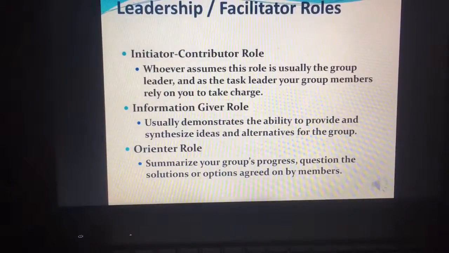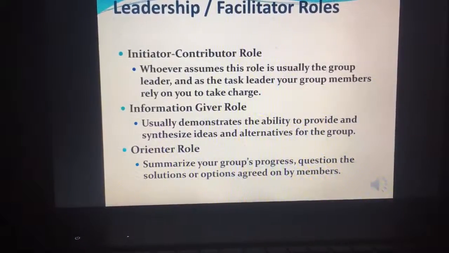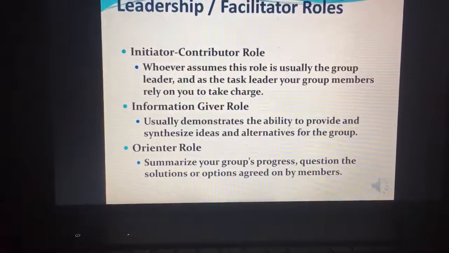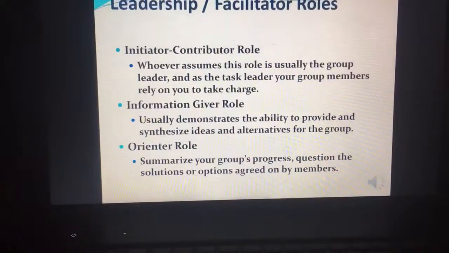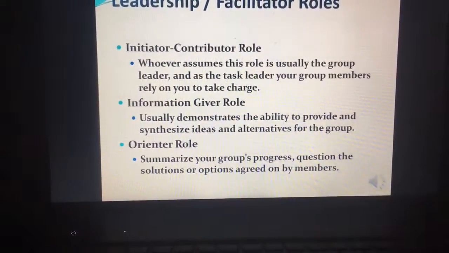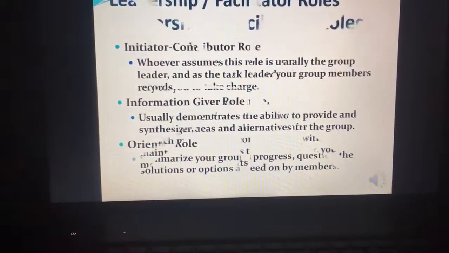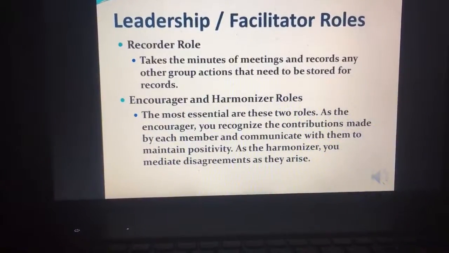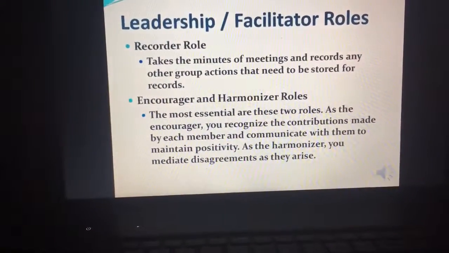Initiator-contributor role: whoever assumes this role is usually the group leader, and as the task leader, your group members rely on you to take charge. Information giver role: usually demonstrates the ability to provide and synthesize ideas and alternatives for the group. Orienter role: summarize your group's progress, question the solutions or options agreed on by members. Recorder role: takes the minutes of meetings and records any other group actions that need to be stored for records.